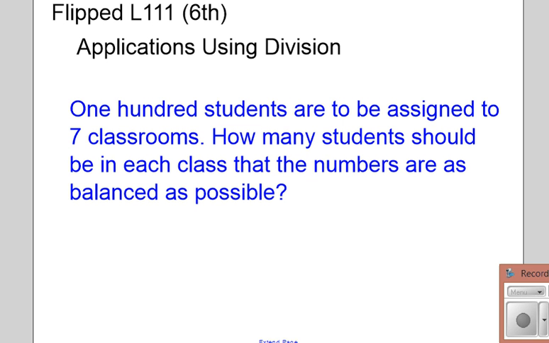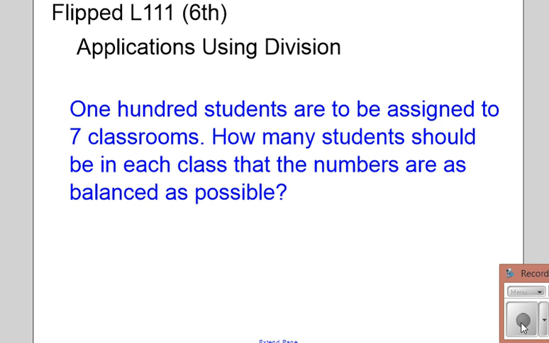Today we're looking at what's known as applications using division. Basically, we're going through different types of word problems and division scenarios, and asking ourselves what we should do with our numbers as we come to the end, so that we can get the best answer possible.